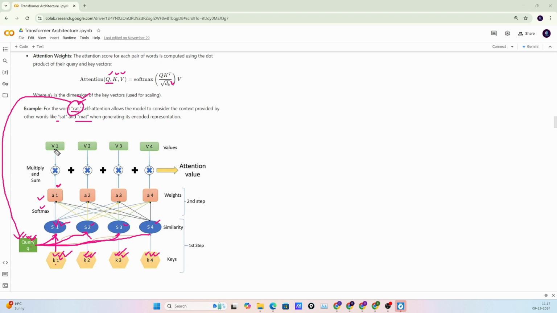After the softmax function we multiply each quantity with the value vector. You can see here, this is the value vector for the word cat, this is for sat, this is for mat, and this is for another word, as an example of any word. Then we multiply by the softmax value, multiply with the value vectors and then perform the summation. This way, in the end we get the attention value for this single word, cat.